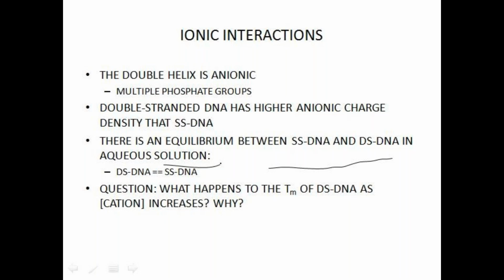Understood? What is the question here? What happens to the Tm? Tm is called the melting temperature. Melting means degrading the double-stranded DNA, that is, the temperature at which half of the double-stranded DNA is denatured. That is called the melting temperature.